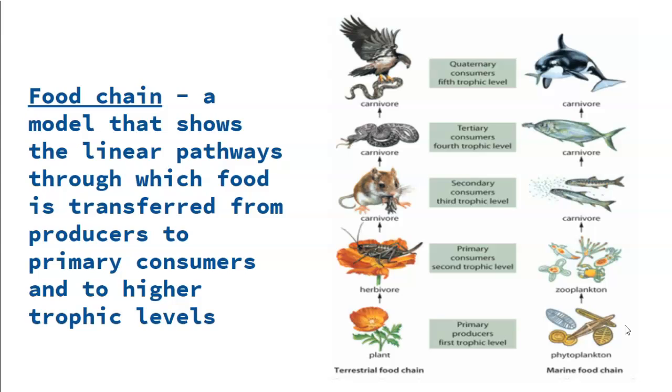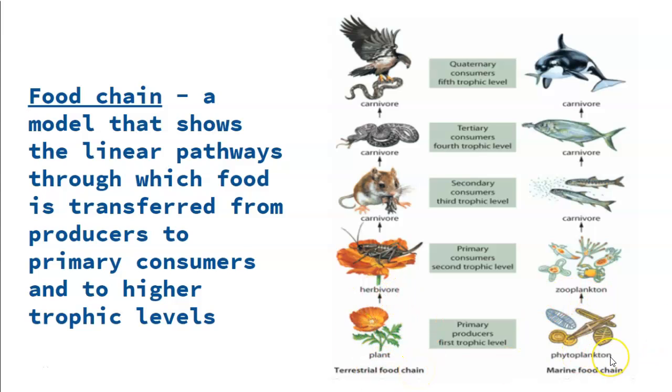Now, in a food chain, we're looking at modeling a linear pathway in which energy is passed from the producer to the primary consumers to higher trophic levels. So you'll see here that this is labeled, and this is what I mean by proper labeling of a food chain. You'll notice here are my plants. Now, this is a marine food chain, and this is a terrestrial food chain. So there is a difference.